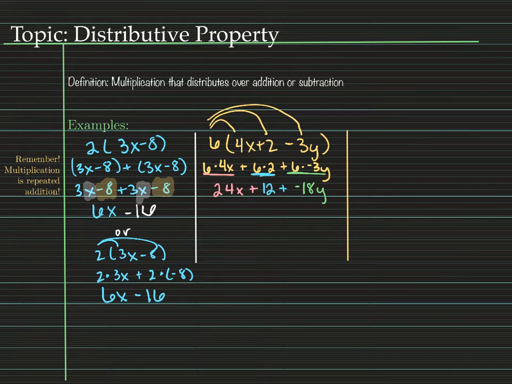Now, I want to draw our attention to this plus negative 18y. We don't want to have dual symbols like this. And anytime we see plus minus, we're just going to simplify that to be one subtraction sign. So this will become minus 18y. All right, and like before, we want to put our expression in alpha order. So we're going to take 24x minus 18y plus 12. And that is my final answer for this problem.